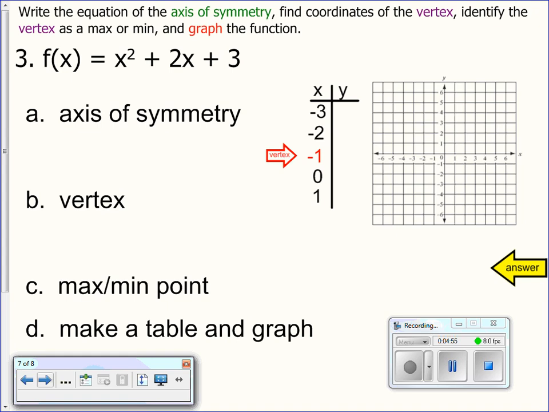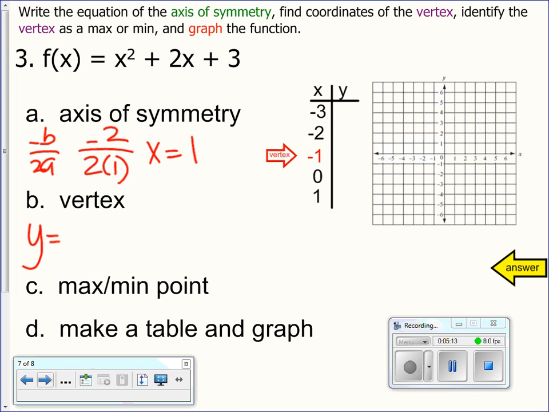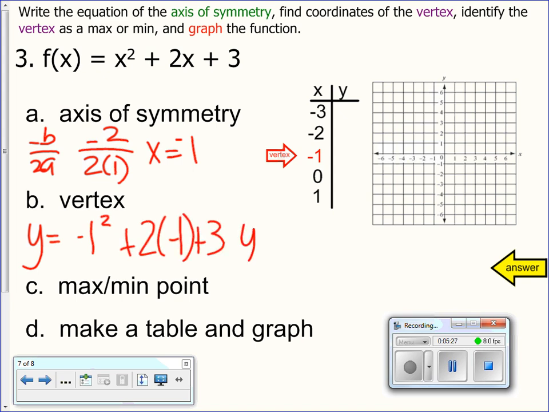All right, third one. My function is x squared plus 2x plus 3. Starting with my axis of symmetry, negative b over 2a. That's negative 2 over 2 times 1, so x equals negative 1. The vertex, I plug in that negative 1 for x, so I get negative 1 squared plus 2 times negative 1 plus 3. So y is equal to 2. A is positive, so that means it's a happy face, which means the vertex is a min.